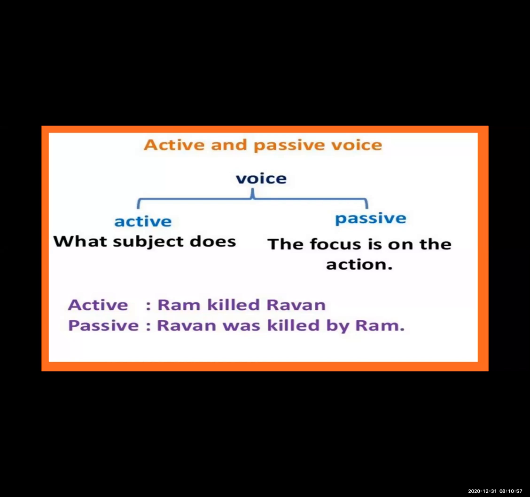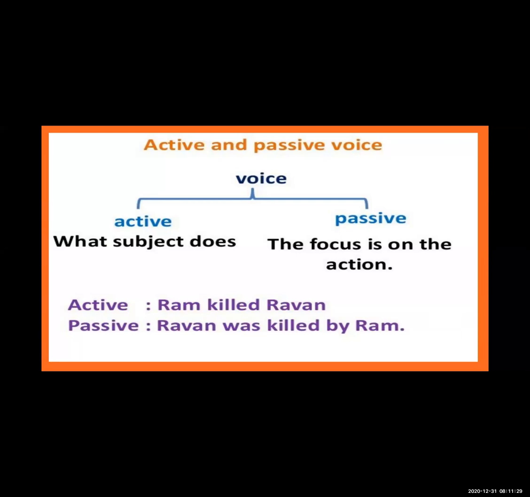So all of this is about giving importance to particular things. You can assume voices like this also, that is giving importance to the subject or the object. When you are giving more importance to the subject, means you are telling the whole action has been done by the subject, that time it is active voice. And when you are telling that the action is being performed on the particular object, that is passive voice.